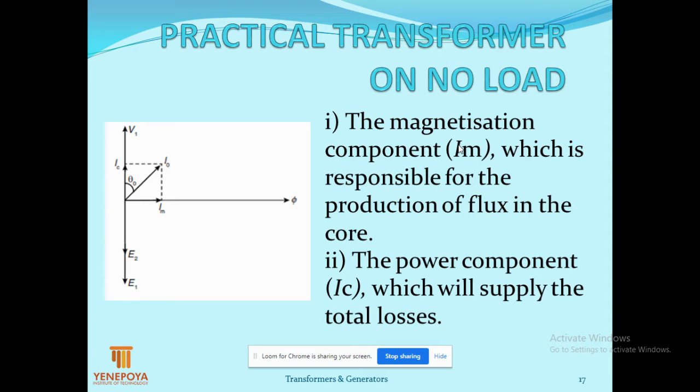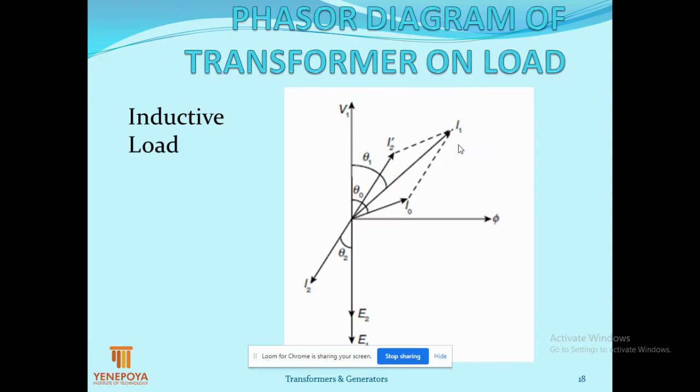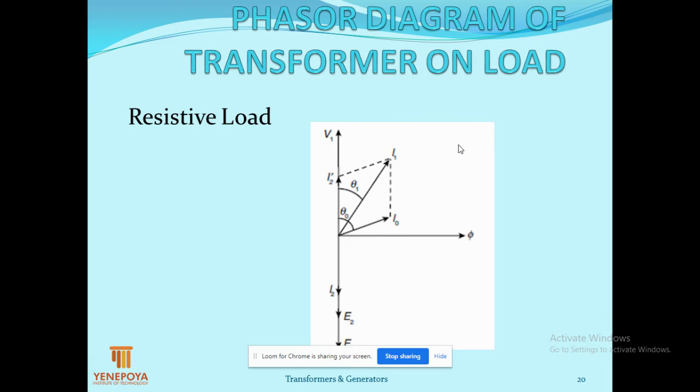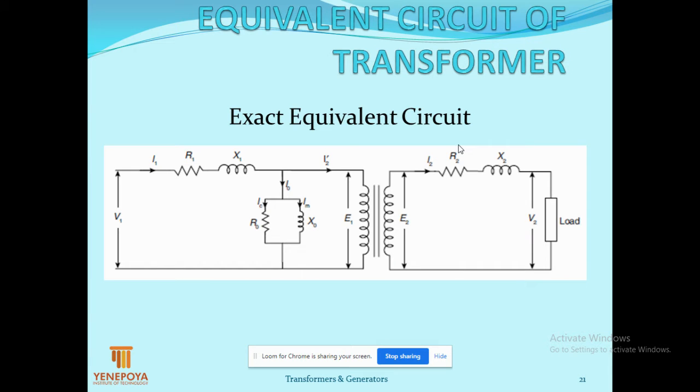Now we are going to see the vector diagram for a practical transformer on no load. Before that, we see the equivalent circuit of a transformer. This is on a single phase basis, the exact equivalent circuit of a transformer. It will be represented as you see here. This is nothing but the transformer, with the primary winding separated by these two lines which imply the core, and this is the secondary winding.